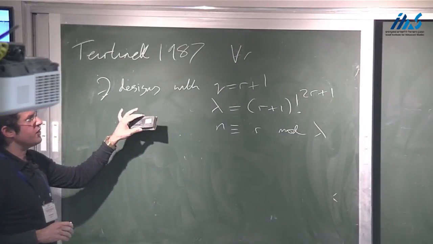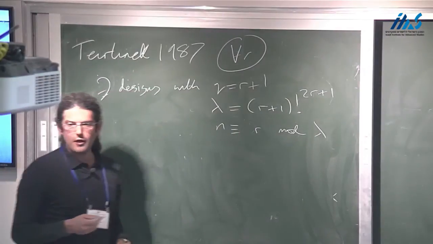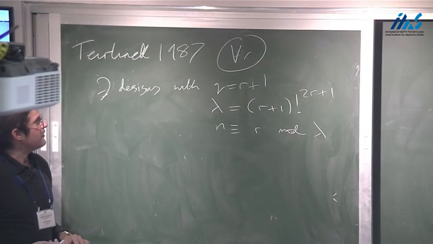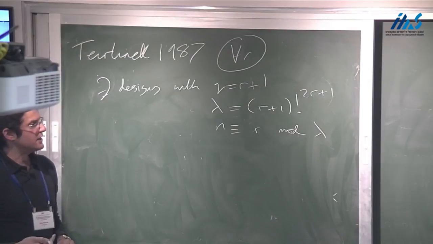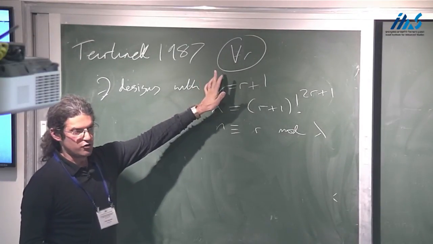The significance of this theorem was this: for all R. It was not previously known that there were non-trivial designs for all R. In fact, there weren't designs known for R at least 7, and there weren't any Steiner systems known for R at least 6.